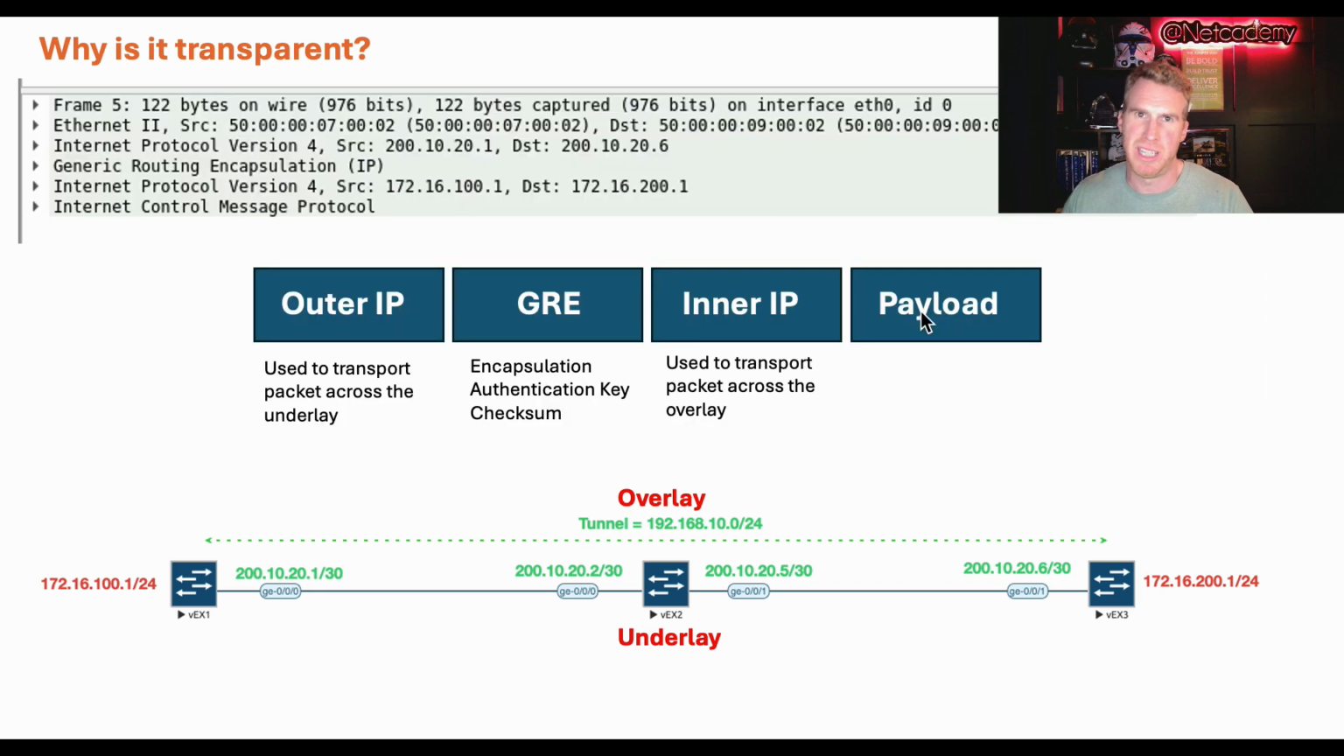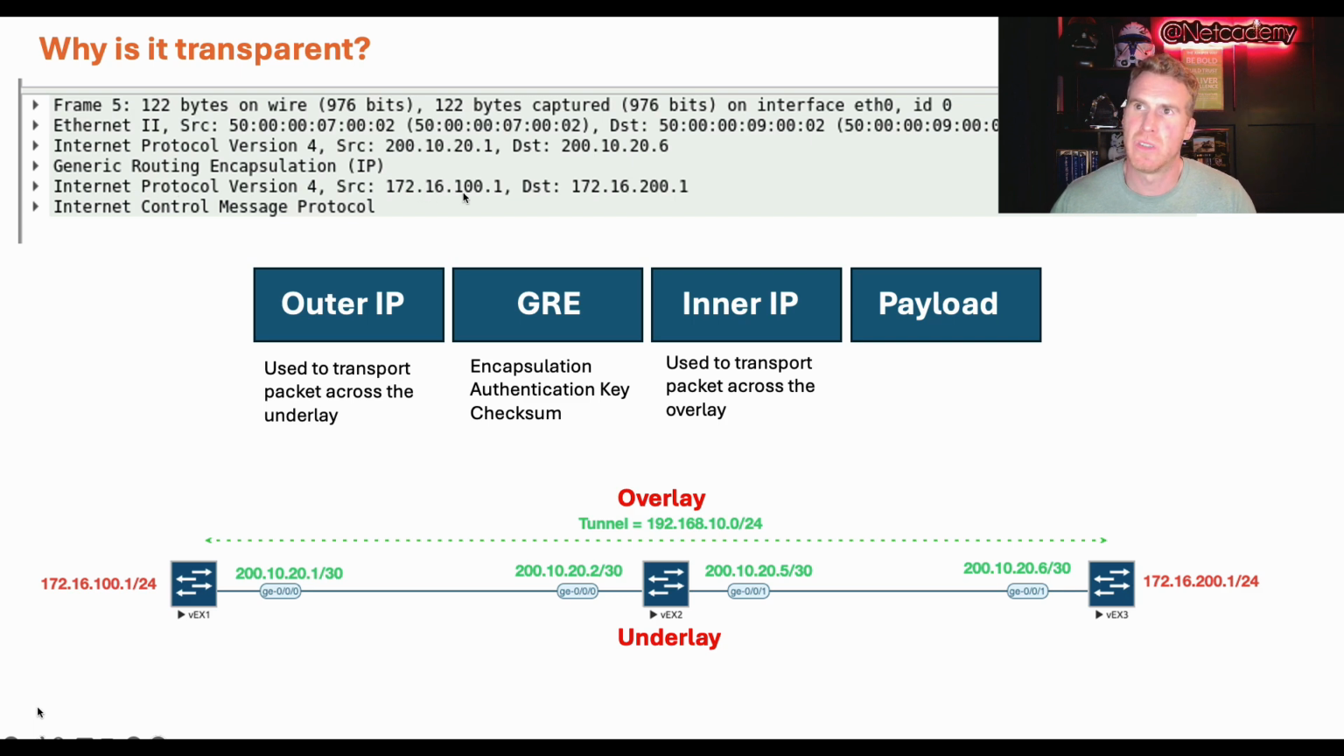Now, just focusing in on that, what you can see is that the first Internet Protocol version 4, the IPv4 addressing, the source is 200.10.20.1. That is the GIGI 000 interface on VX1, and the destination is that of 200.10.20.6, which is the GIGI 001 on VX3. So this is the outer IP address, the outer header. And then there's the GRE header, and then there's the inner IP addressing.